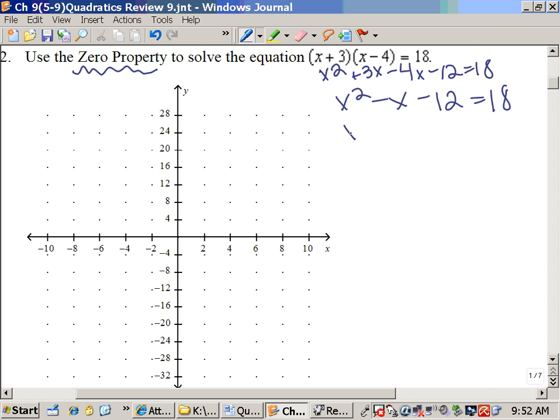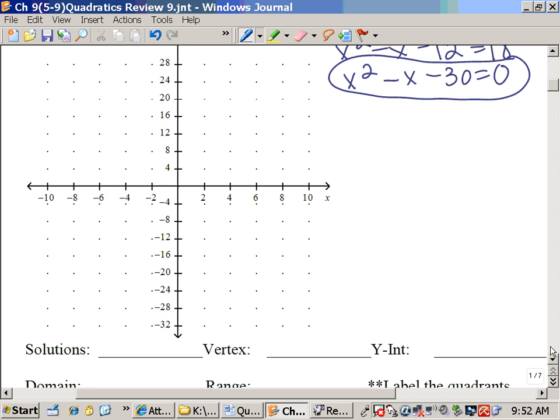And what do I have to do with the 18? Move it to the other side, and that gives me negative 30 equals 0. Now I can start working on this. So here's my new problem. Okay, I have to first find my solutions. To find the solutions, I can factor, quadratic formula, do all those different things. And I think this is easiest to factor. So I'm going to multiply to give me negative 30, add to give me negative 1. 6 and 5. So negative 6 and positive 5.